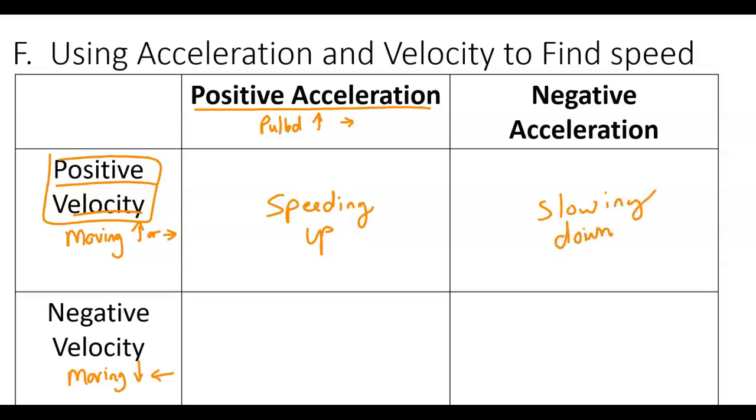What happens if the man has a negative velocity, which means that he is moving to the left now, but the dog has a positive acceleration, so the dog is pulling him to the right? What's going to happen? He's going to slow down again, right? Because they're opposites.